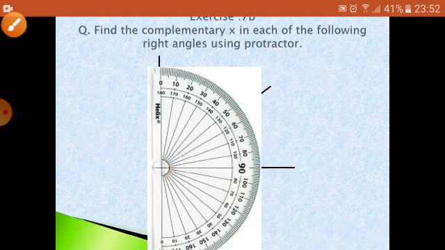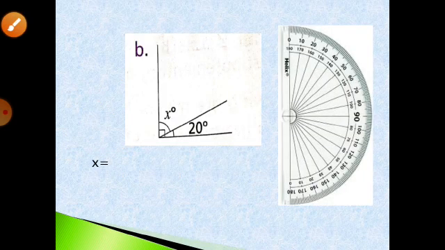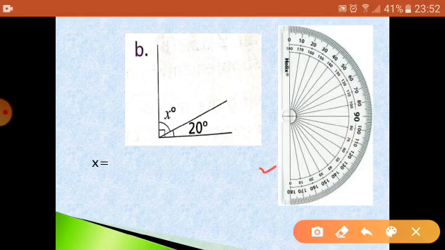Next question, B part. X degree is missing here and 20 degrees is given to you, and you have to use a protractor to find it out. Now again, you can use the same method for measuring this angle. You can place the protractor. As you can see, I have already placed the protractor in the direction in which you can easily measure the angle.